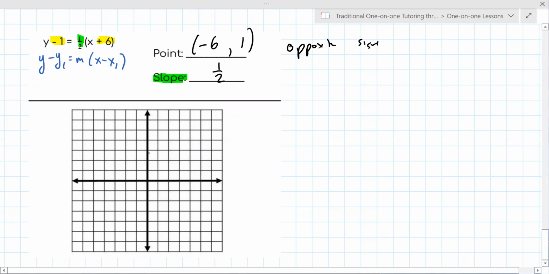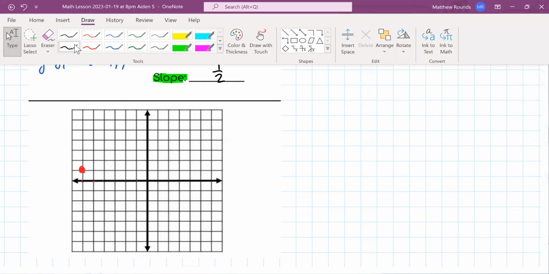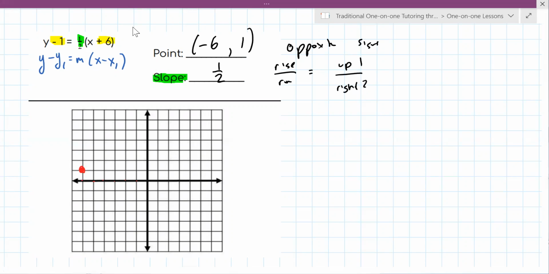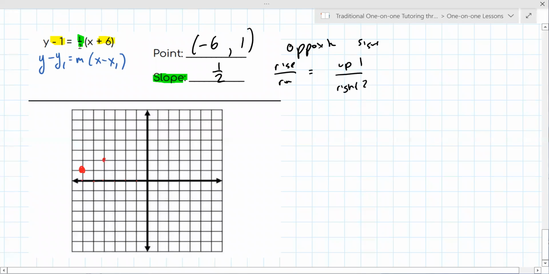So first we're going to plot that point, -6, 1. You're going left 6, 1, 2, 3, 4, 5, 6, up 1. There's your starting point. The slope tells you the rise over the run. You're going up 1 and right 2. We would definitely want to spend a little more time on this next time. But from that point, you're going to go up 1 and then right 2, up 1, right 2, up 1, right 2. And you graph enough until you have the pattern down. Something that looks like that.